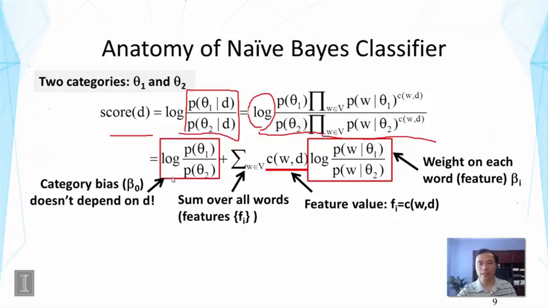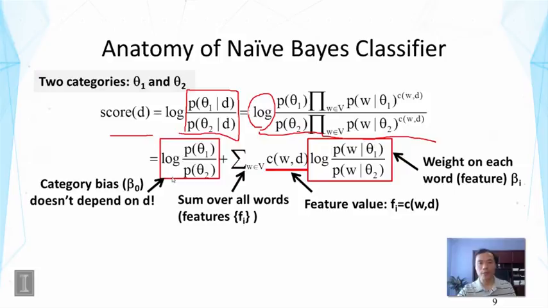If, on the other hand, the probability of the word from theta 1 is smaller than the probability of the word from theta 2, then you can see this weight is negative. Therefore, this is the negative evidence for supporting category 1. That means the more we observe such a word, the more likely the document is actually from theta 2. So this formula now makes a lot of sense.